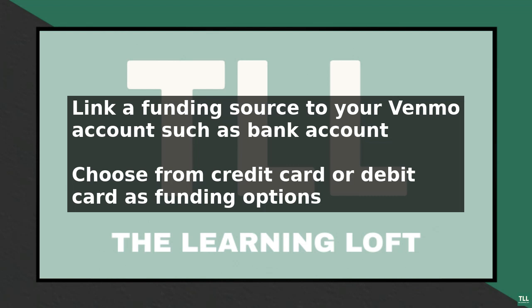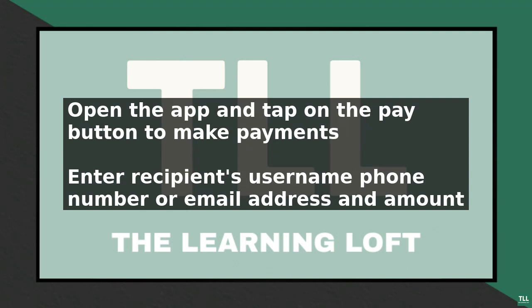To pay someone using Venmo, open the app and tap on the Pay button. Enter the recipient's username, phone number, or email address, and the amount you want to send. You can also add a note to the payment to describe what the payment is for. After you have entered the payment details, review them to make sure everything is correct. You can then choose your funding source and confirm the payment.